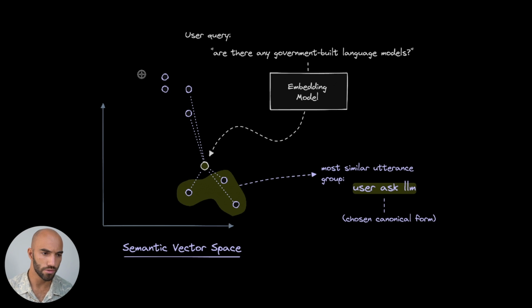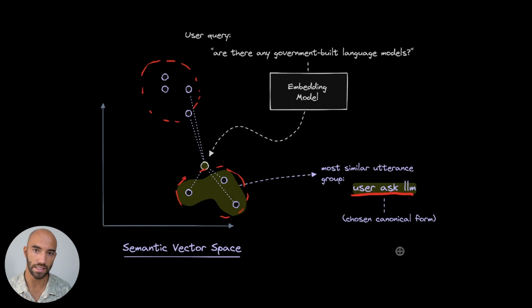So this is the same visual, right? These are our political items. These are our LLM items or utterances. We have our user query: are there any government built language models? Okay, so it's almost in between, but we're definitely asking about language models here. Hopefully the embedding model will understand this. So the embedding model will take that, encode it into the vector space, and it will see that it has more similarity with the utterances that come from the user ask LLM canonical form. So with that, we know that our query should activate a flow where user ask LLM is defined.